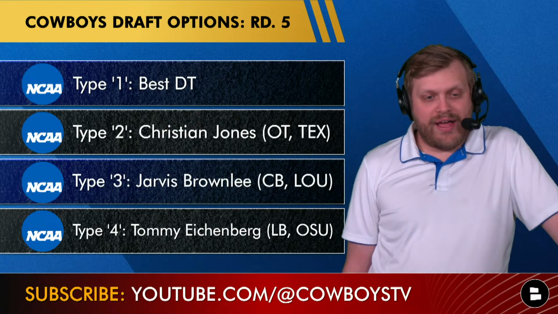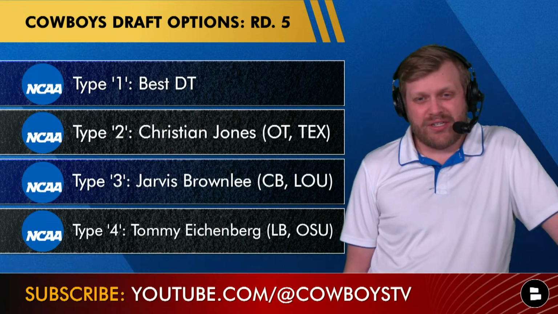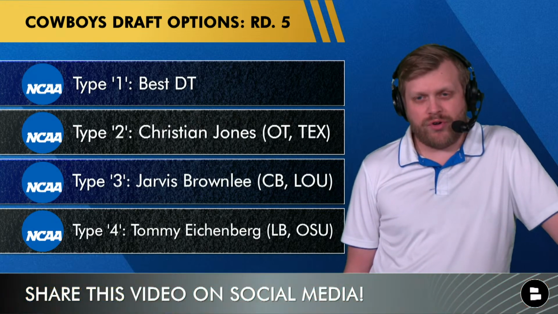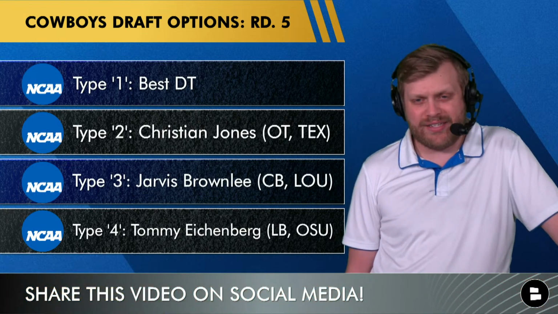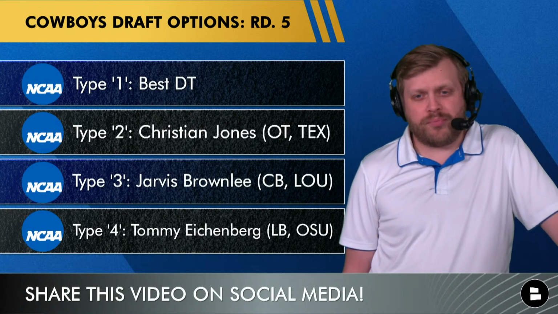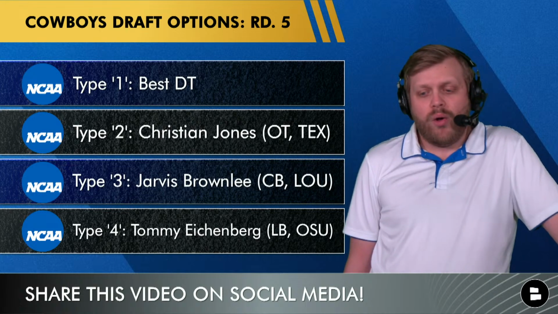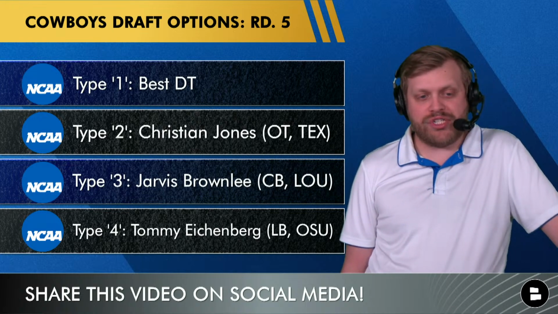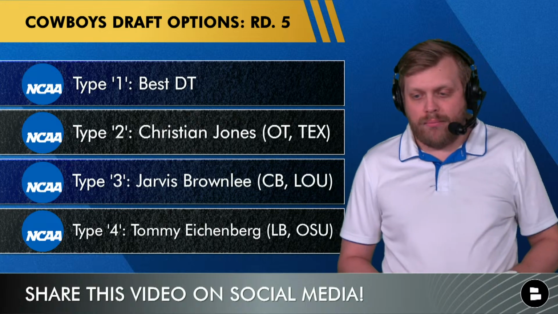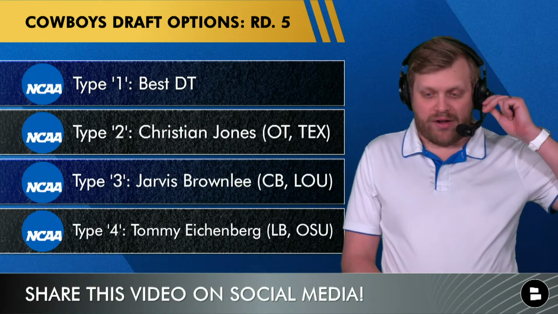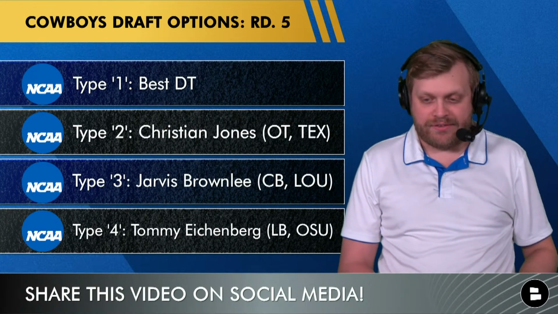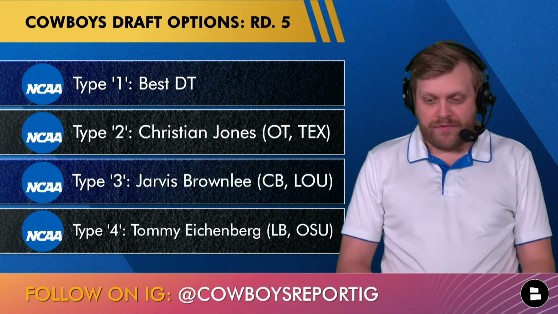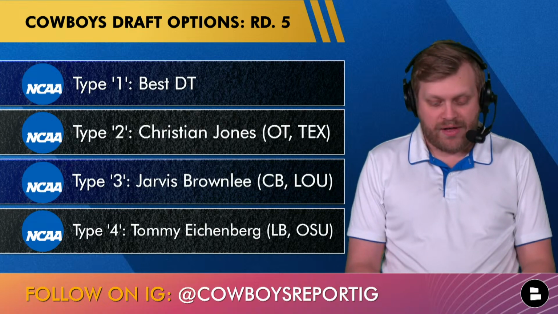So I'll let it go for 20 more seconds. It's type 1 for the best available DT, type 2 for Christian Jones, the tackle out of Texas, type 3 for Jarvis Brownlee, cornerback out of Louisville, or 4 for Tommy Eichenberg, linebacker out of Ohio State. We are at the 2-minute mark. 60% are going defensive tackle. I have seen enough. I am stopping the count, and we will do the fan-led round 5 options here.